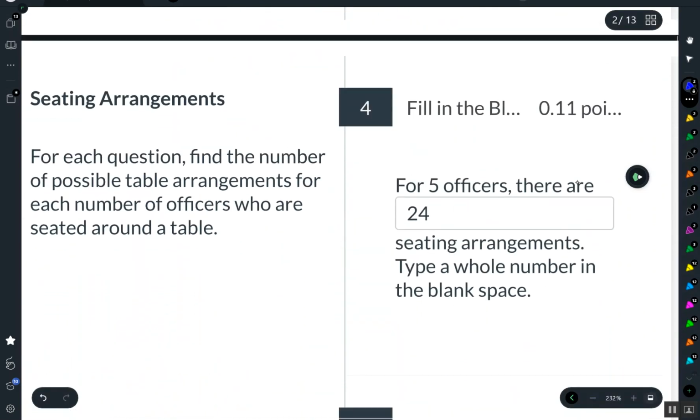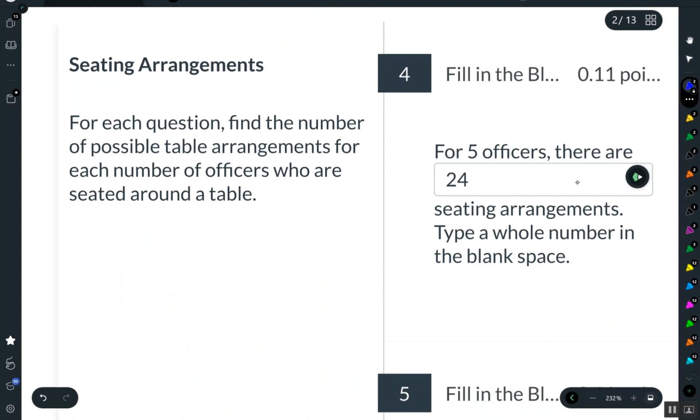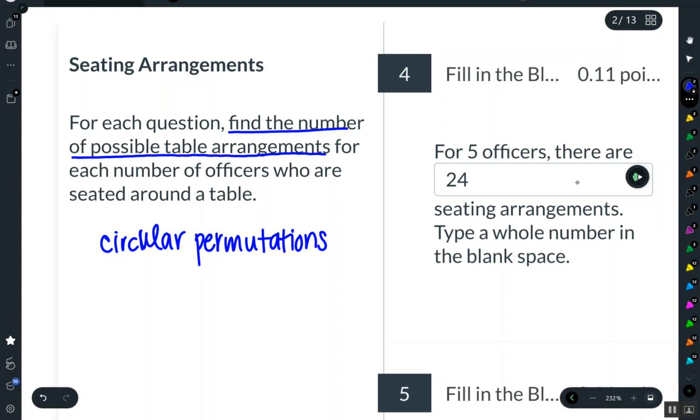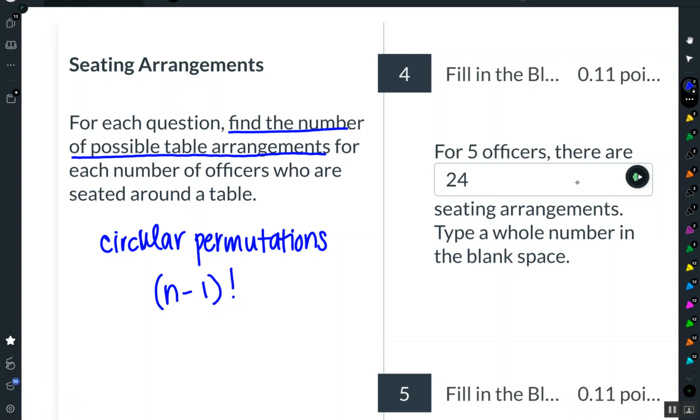All right, seating arrangements. So when they do something with seating, you should be thinking about something called circular permutations. And we want to find the number of possible table arrangements for each number of officers who are seated around a table. So the formula for circular permutations is n minus 1 factorial. It's not n factorial because we don't care where the first person sits. The first person can sit anywhere, and then the arrangements happen after that.